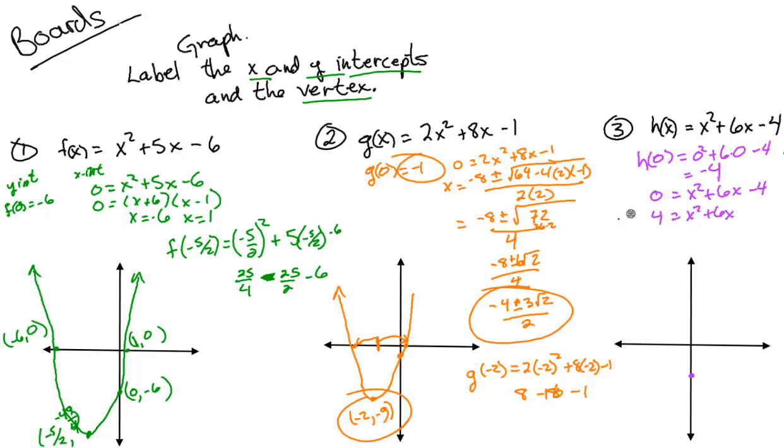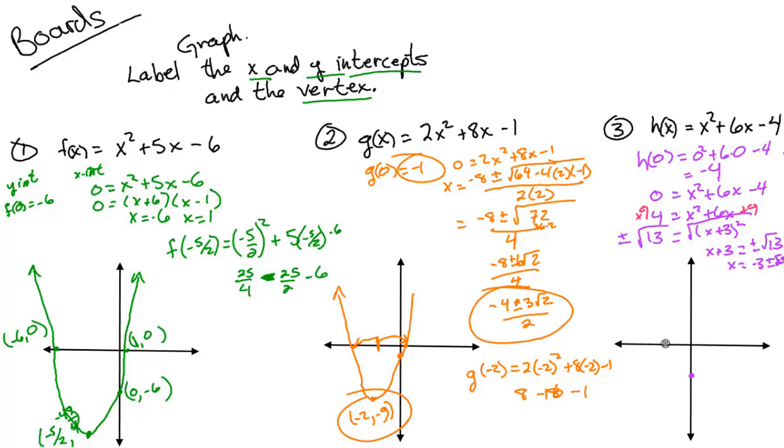And we've got to add something to both sides to make it look nice. What would that be? Half of 6 squared is 9. So we'd add 9 to both sides. So then we get x plus 3 all squared equals 13. Square root, plus or minus. So we get x plus 3 equals plus or minus the square root of 13. x equals negative 3 plus or minus the square root of 13.